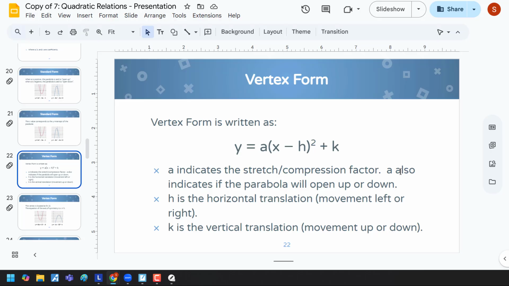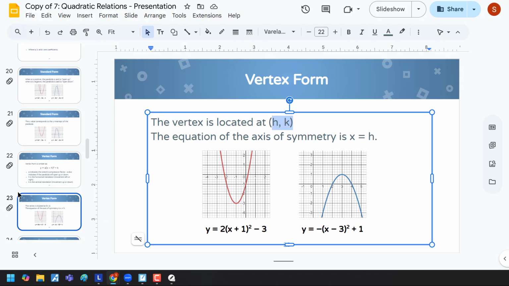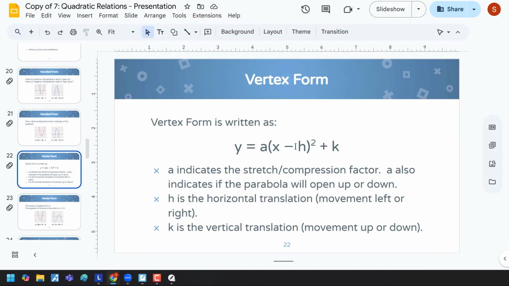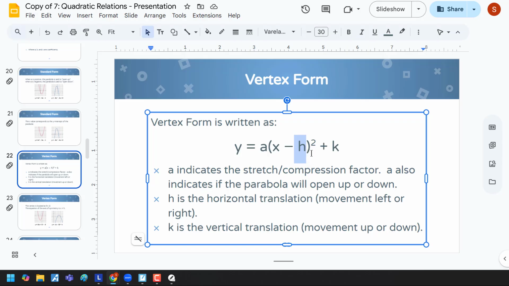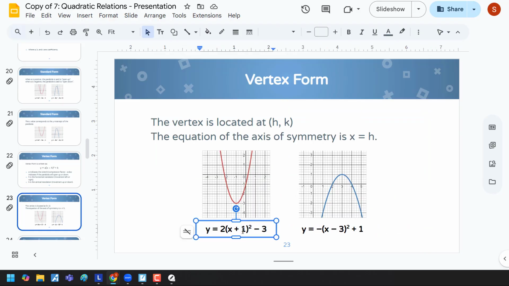H is the horizontal translation, or how far the graph has moved left or right. And K is the vertical translation, meaning how far the graph has been moved up or down. I'll show you examples of that right now. So here the vertex is located at (h, k). H being the value inside the brackets, and K being the value at the end here. So H in this example is +1.